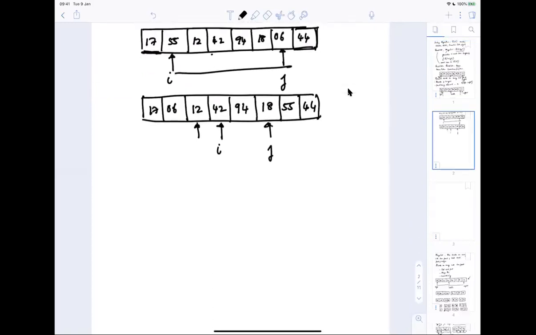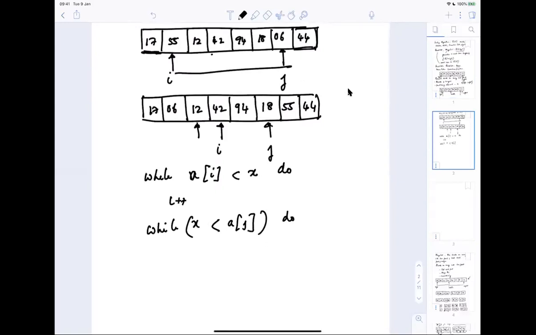So we're looking at a situation where, let me call this array A, while A of I less than X, do I plus plus, while X less than A of J, do J minus minus. This is what we do. So clearly, A of I is not less than X. It's equal to, so we stop here.